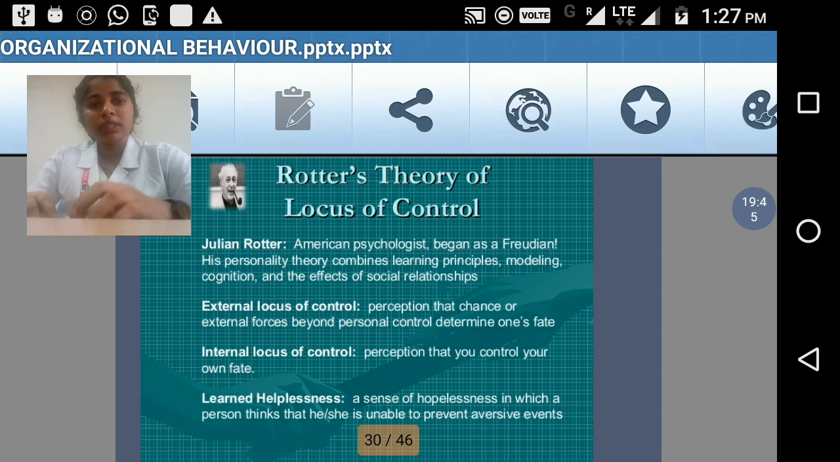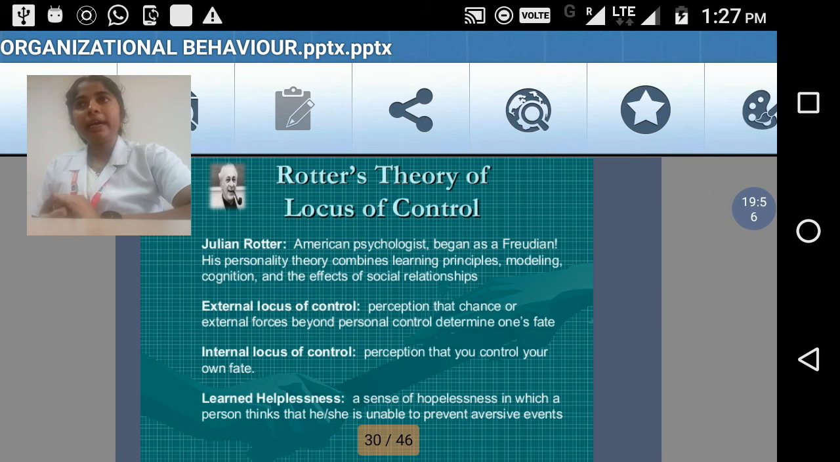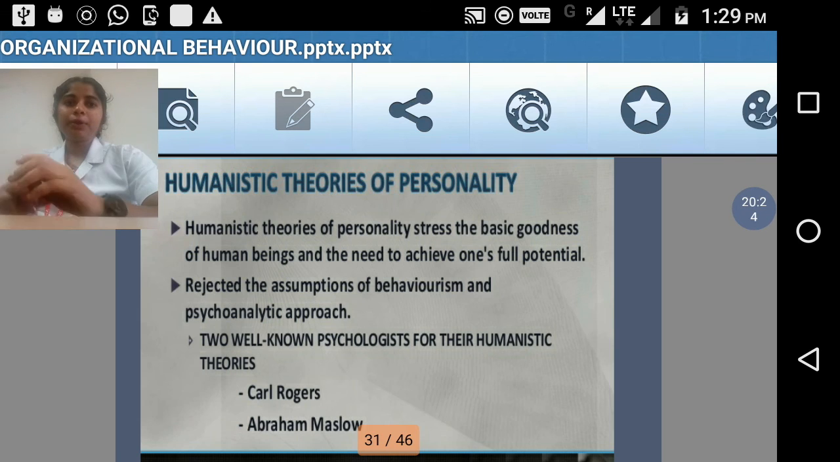Next one is learned helplessness, a sense of hopelessness in which a person thinks that he or she is unable to prevent aversive events. It is a state that occurs after a person has experienced a stressful situation repeatedly and comes to believe that they are unable to control or change situations, so they do not try, even when there are opportunities. This is Rotter's social cognitive theory.